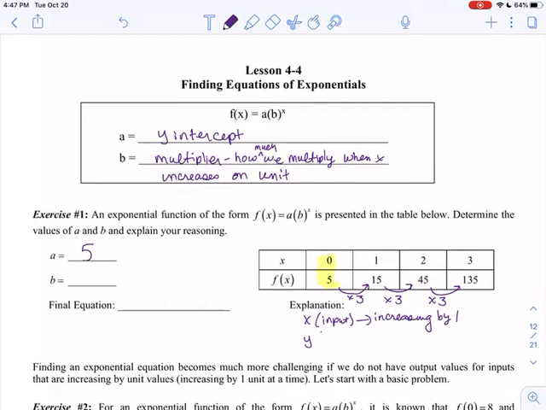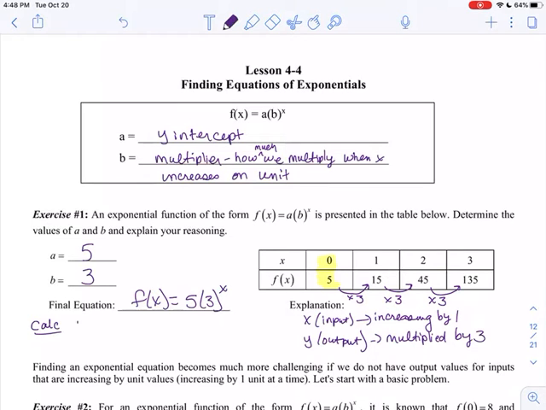So x is my input, that is increasing by 1, and my output, my y, is being multiplied by 3. So my multiplier is my b, that is going to be 3. So my final equation is f of x equals 5 times 3 to the x.